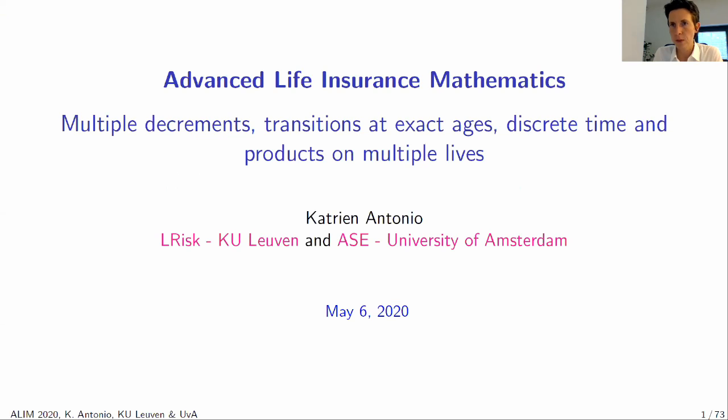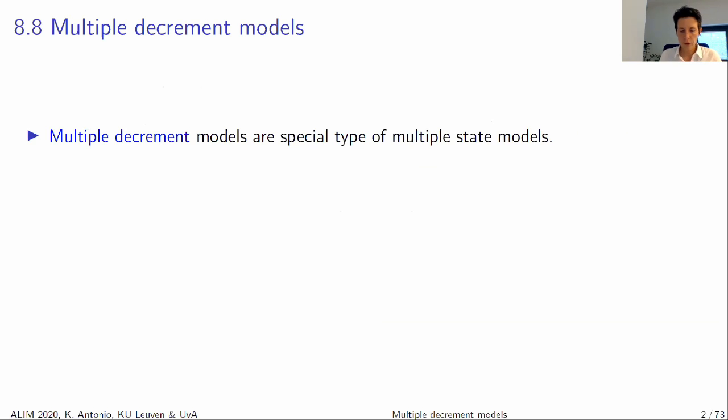And we're going to end with insurance products and annuity products, which are designed for multiple lives, right? So there you will have not just one policyholder, but you will have multiple policyholders involved. Okay, but first we're going to start with multiple decrement models. So these are just a special type of multi-state models.